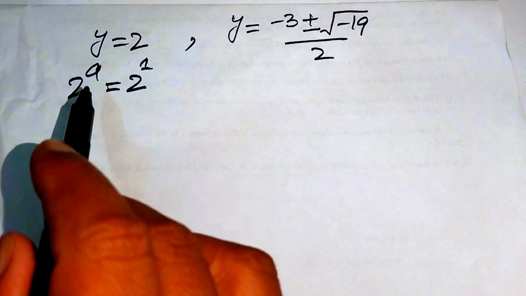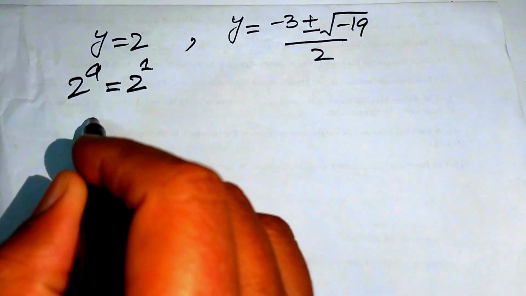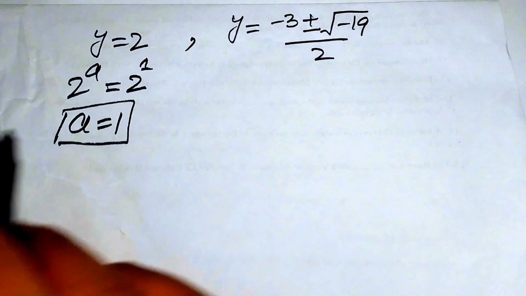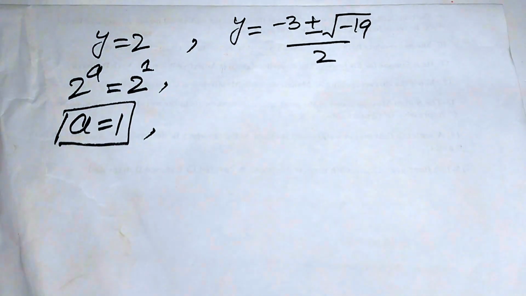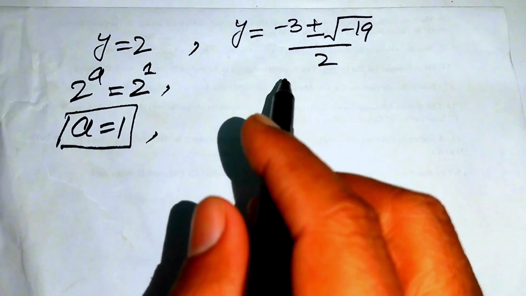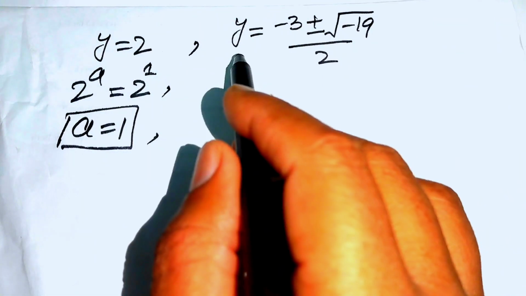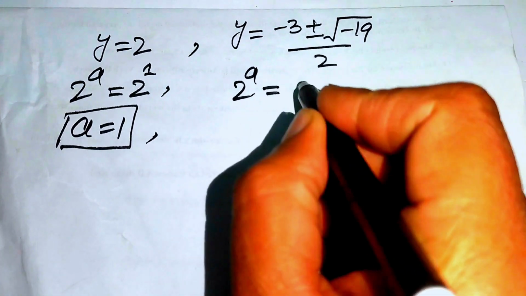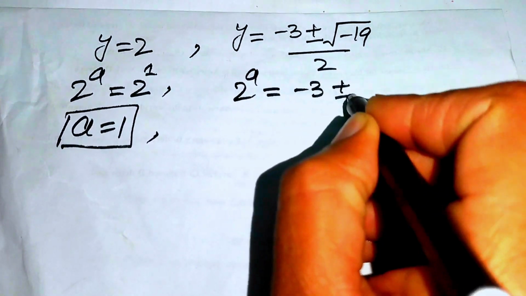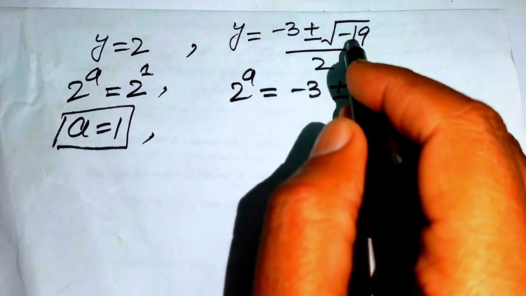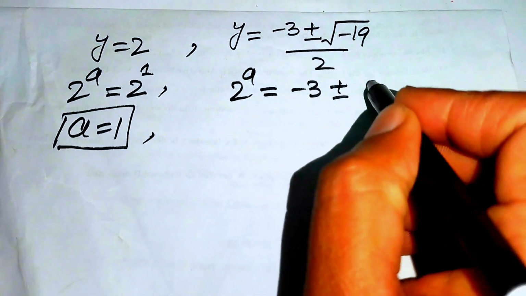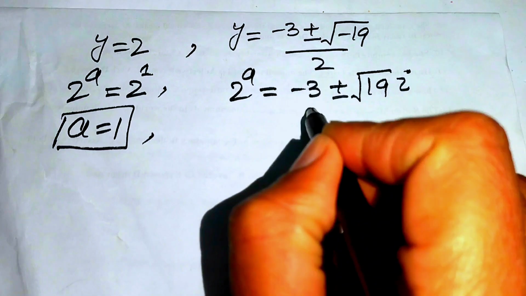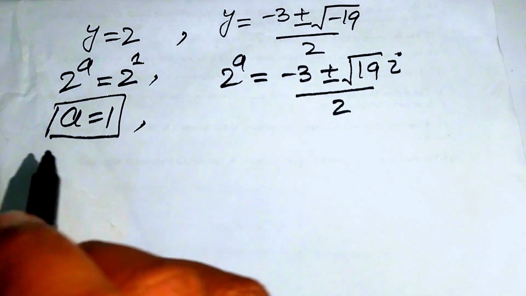So here the bases on both of the terms are the same, so we equate the exponents, and here we get the value of a equals 1. So this is the first real root of the given equation, and now in order to find the other roots we can solve this equation. So here we substitute the value of y, and it becomes 2 to the power of a equals minus 3 plus minus, here we have the negative sign inside the square root, so it becomes iota, and we have square root of 19 into iota divided by 2.